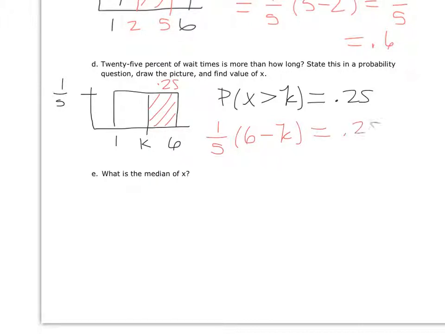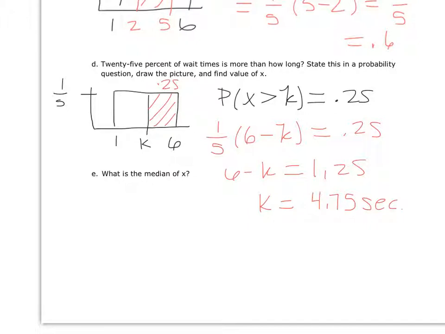equals 0.25. So we multiply both sides by 5, and we get 6 minus k equals 1.25. And then if we add k to both sides, that makes the k positive, and then subtracting the 1.25 from both sides, we get k equals 4.75. And we'll want to label that. It's time, in seconds.